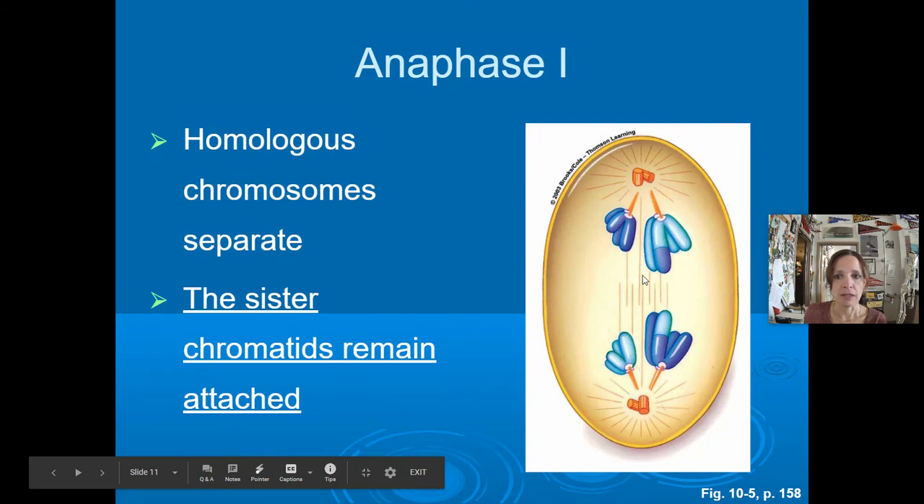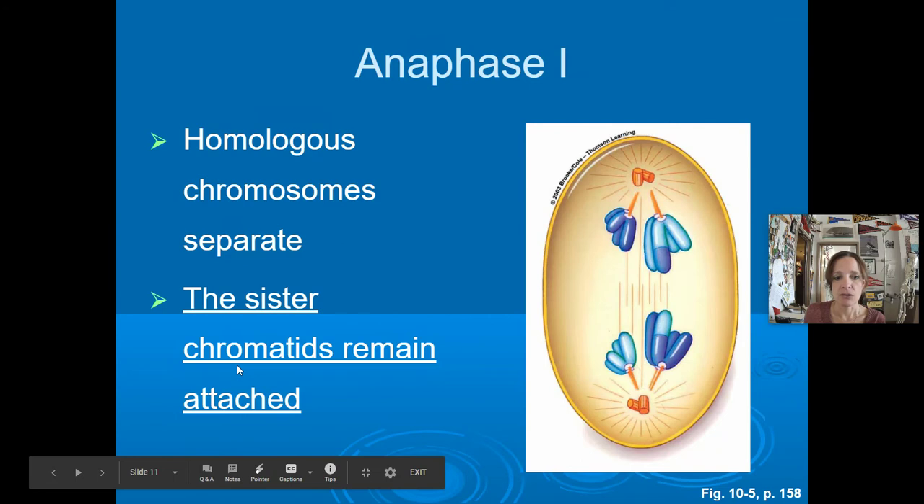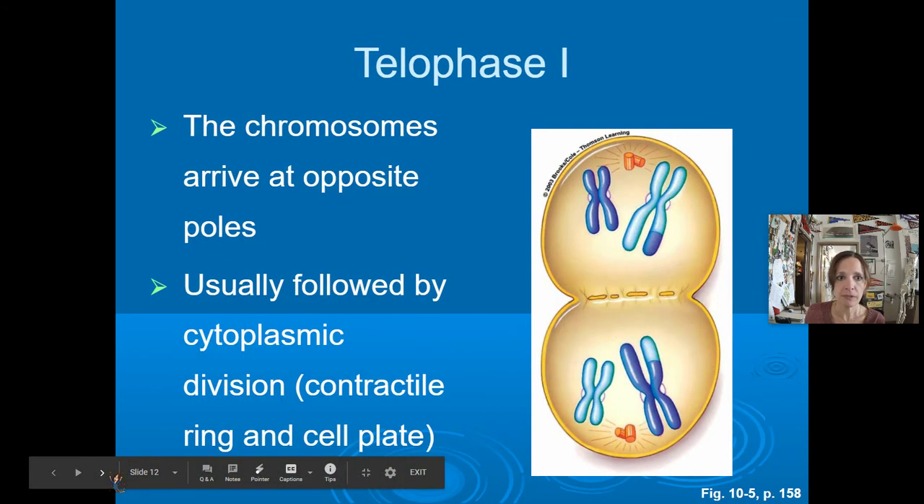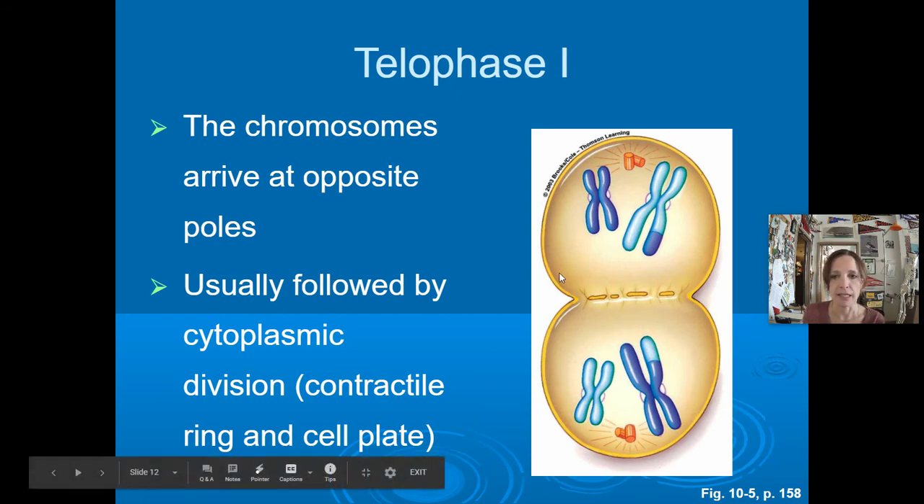In anaphase 1, homologous pairs are separated from each other, but the sister chromatids remain together. So that's important. In telophase, the chromosomes get to the poles, and then you get cytoplasmic division, which is either a contractile ring or a cell plate, depending on if you're an animal or plant. And then the nuclei form up here, and the nucleus forms down there.